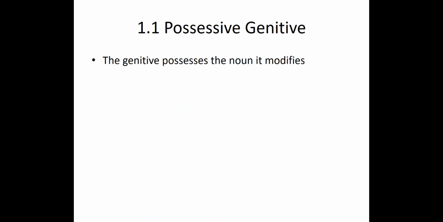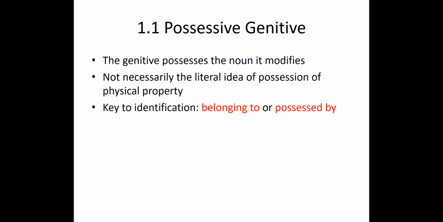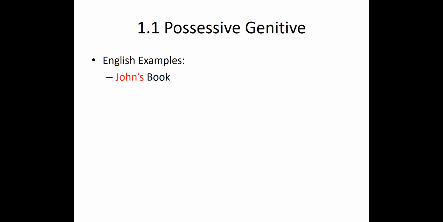So the possessive genitive. The genitive noun in a possessive genitive possesses the noun that it modifies. This is not necessarily literal possession. It doesn't have to be actual literal ownership. If you want to test this out, see if you can insert the words "belonging to" or "possessed by." If so, then there's a good chance you have a possessive genitive. In English, we would say "John's book" or "the book of John." This is the book that is owned by John. The servant of God, God's servant.